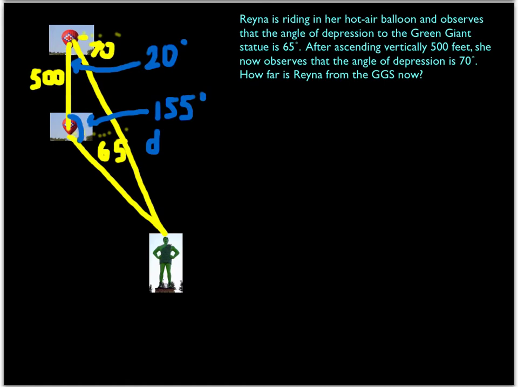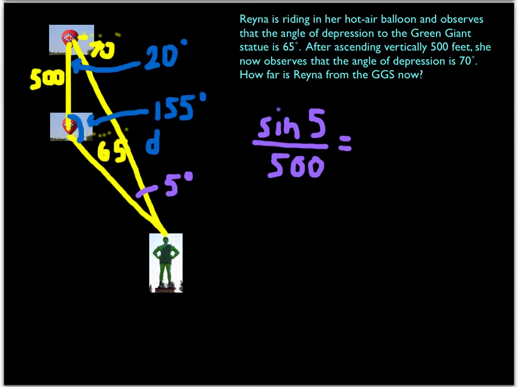By the way, my other angle down here then would be a mere 5 degrees if we add up all the other angles that we know. So I'm going to say it's going to be the sine of 5 degrees over 500. That's actually the opposite side of that 5 degrees. And then that's going to equal the sine of 155, that's this big angle right here, over the side that I'm trying to find, which is that side D.